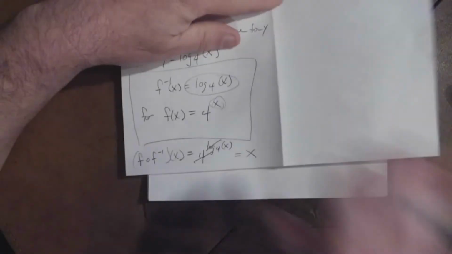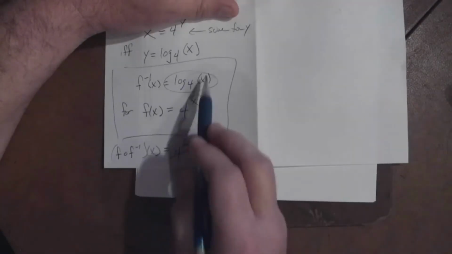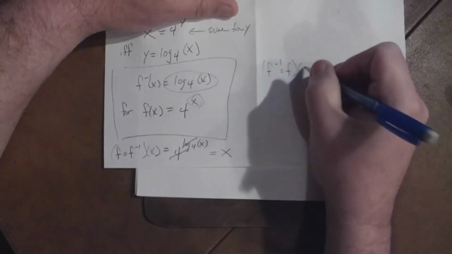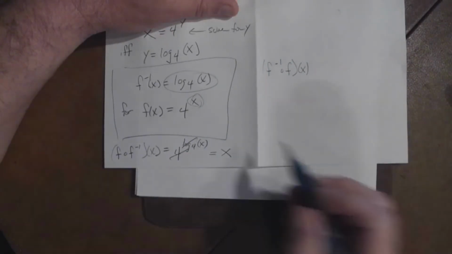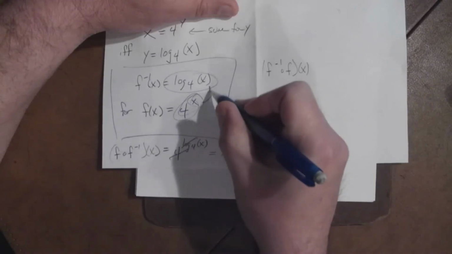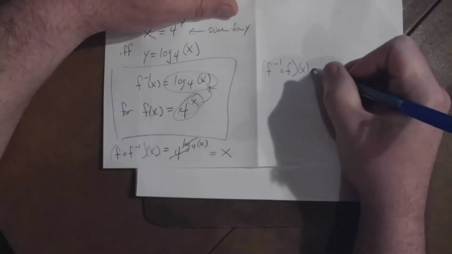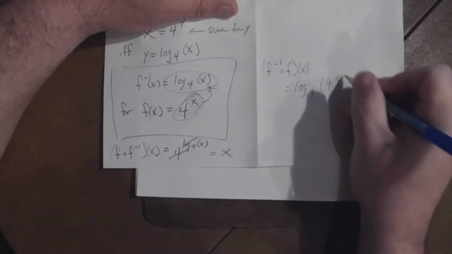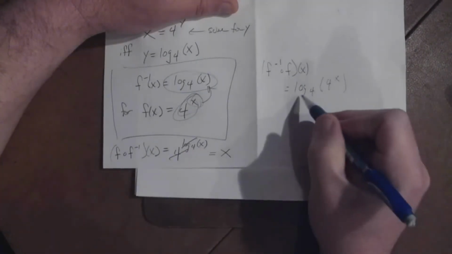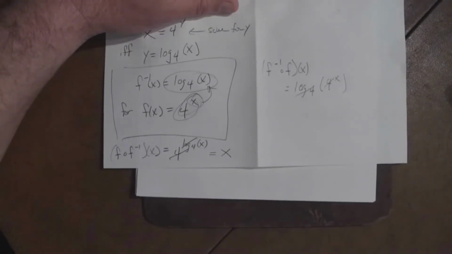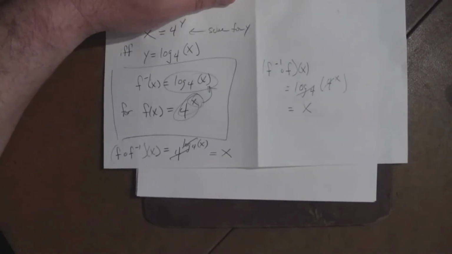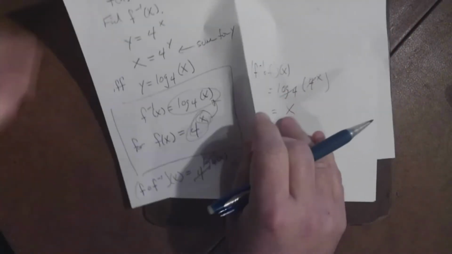Or if I considered doing that in the other order of composition, f inverse composed with f at x, that would be plugging this function into the other for x. That would be like finding the log base 4 of 4 to the x power. And the log base 4 cancels with the power of base 4, which gives us back just the value of x. These are inverses of each other.